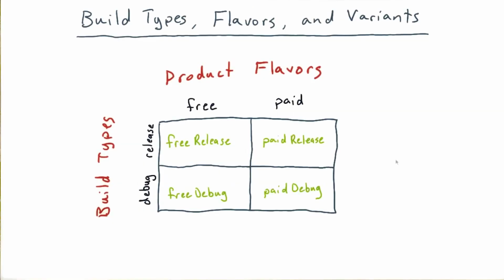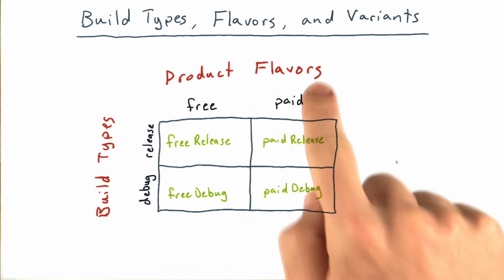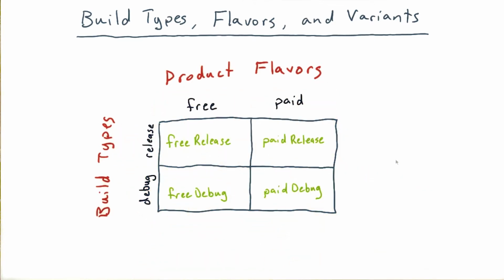A build variant is a cross-product of two components, a build type and a product flavor. The two are mechanically similar, but conceptually orthogonal. Build types are typically transparent to users and are only important to you as a developer, whereas product flavors control features that are visible to end users.